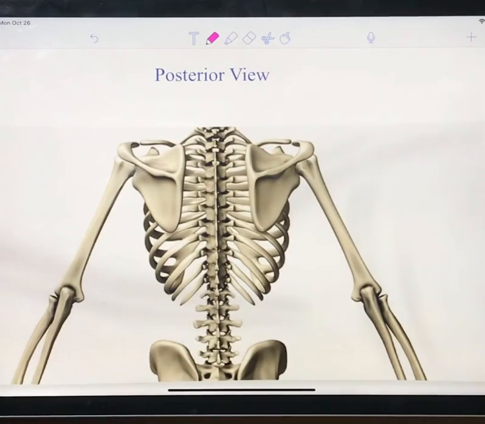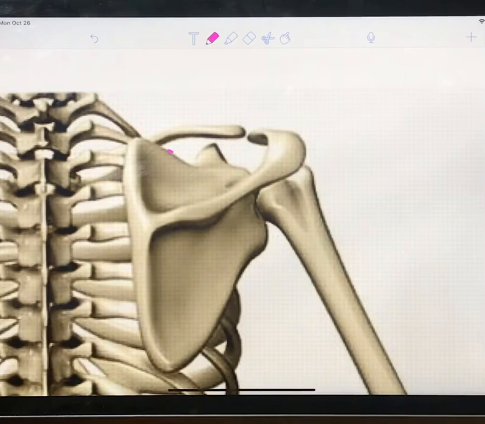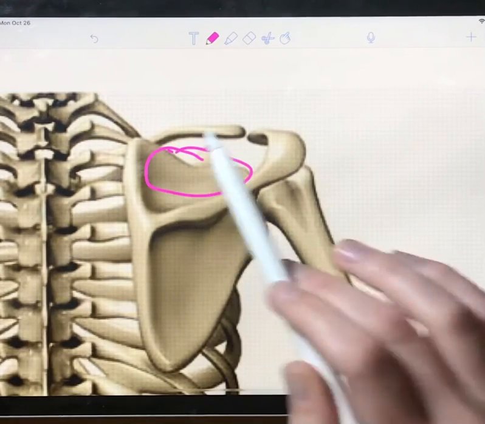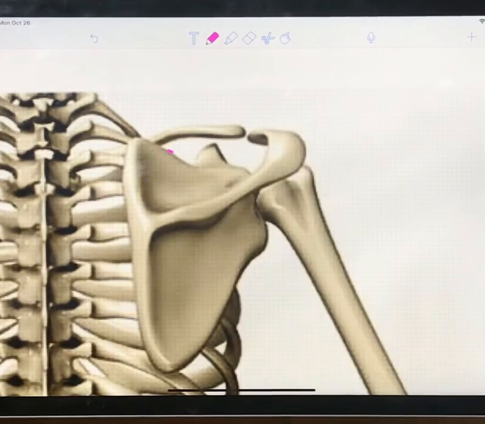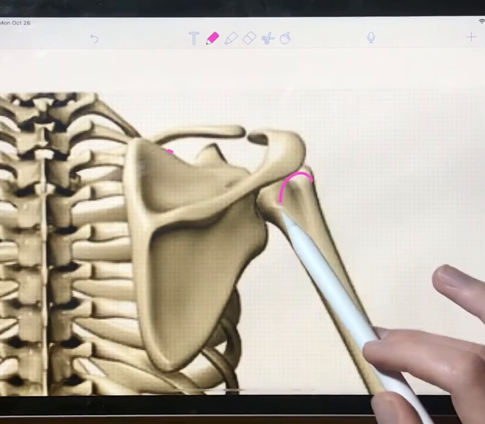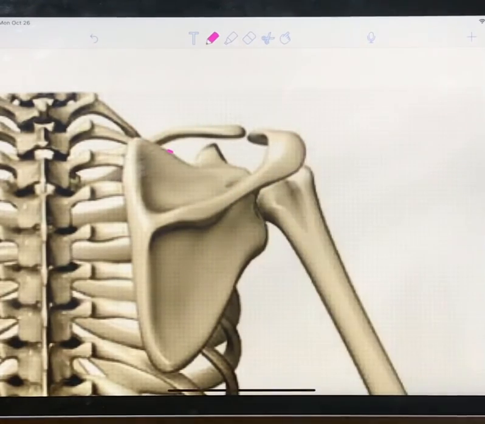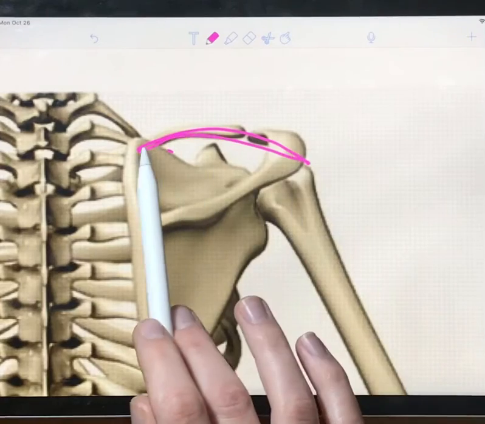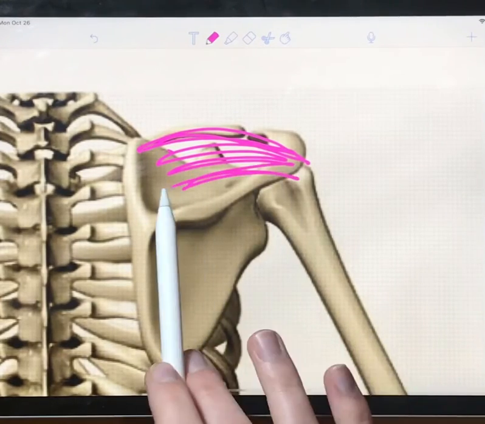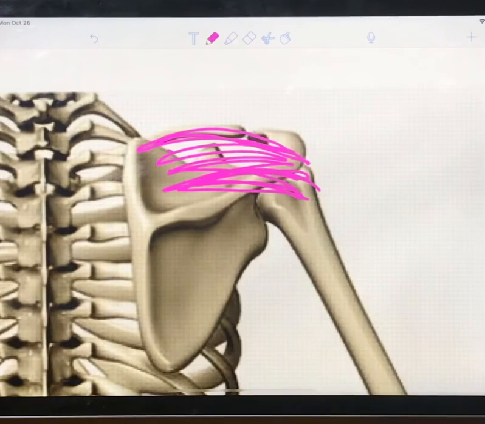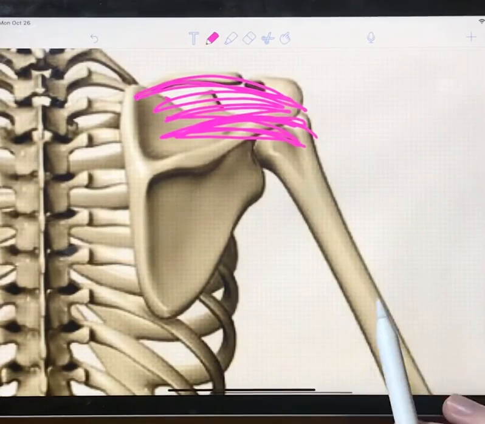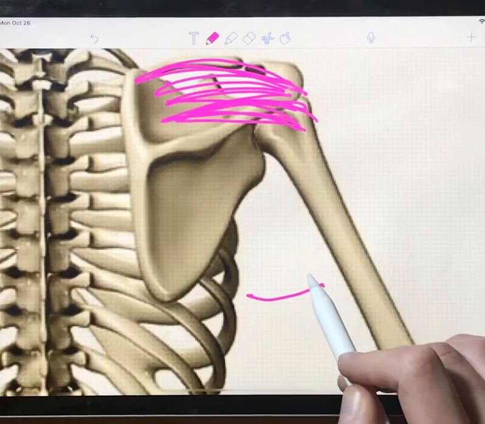The first one we will examine is the supraspinatus muscle. We will look at this from a posterior view of the skeleton. Its medial attachment point is the supraspinous fossa of the scapula, which correlates to the muscle's name. Its lateral attachment point is the greater tubercle of the humerus. As you can see, the striations run horizontally. This means that the action of this muscle is abduction of the shoulder joint, which means the arm is moving away from the body.